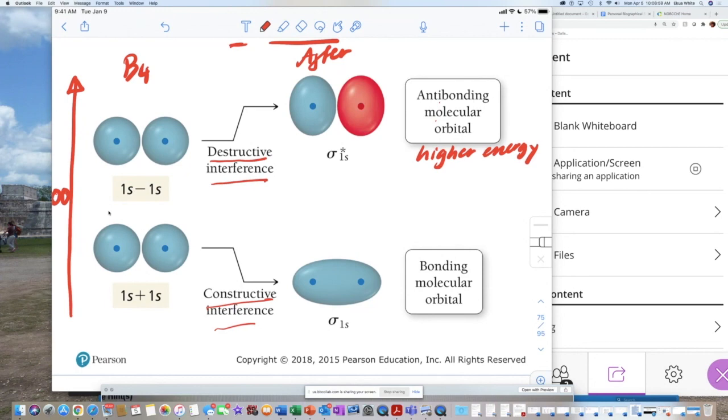The original 1s orbitals had an energy level between the higher energy anti-bonding molecular orbital and the lower energy bonding molecular orbital, okay? So once they bonded, you can see the bonding molecular orbital got even lower. Once they anti-bonded, the anti-bonding molecular orbital got even higher, right? So this is showing you how they destructively or constructively interfere with each other. That's when they're interacting, getting together.